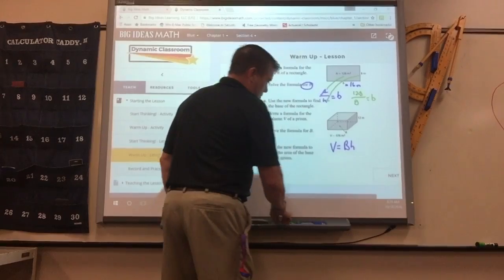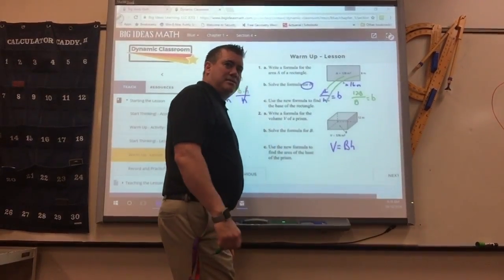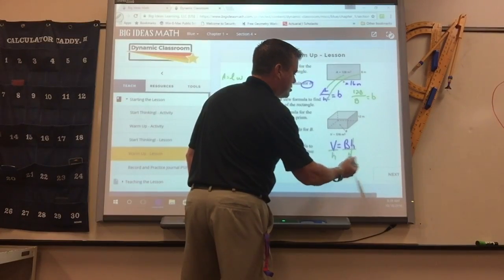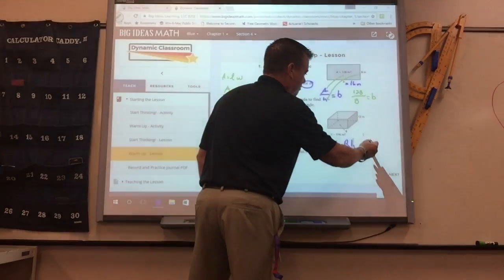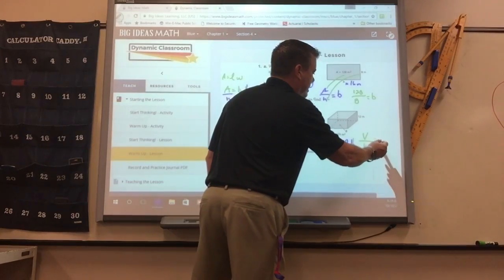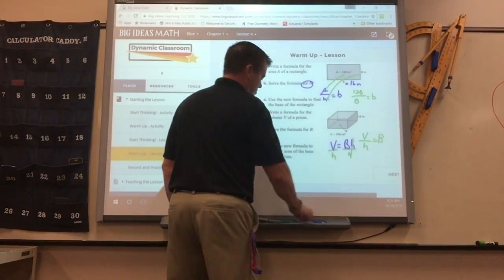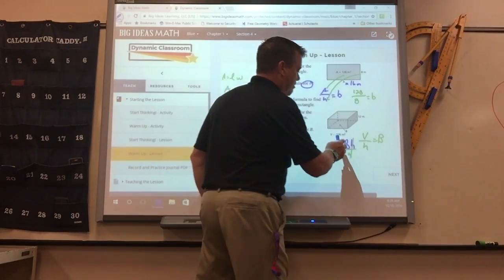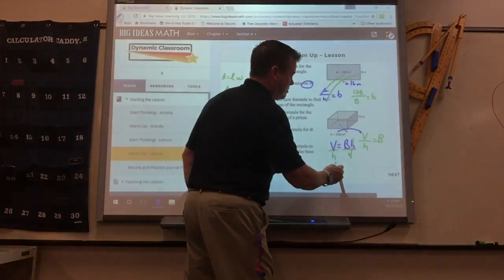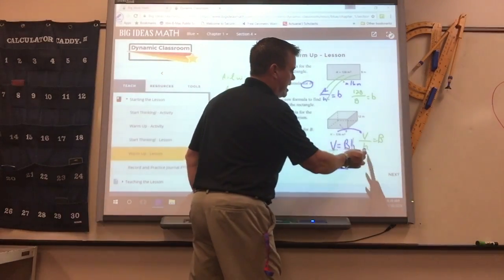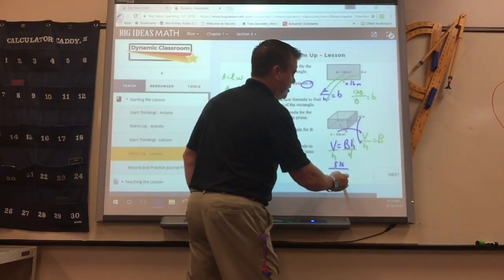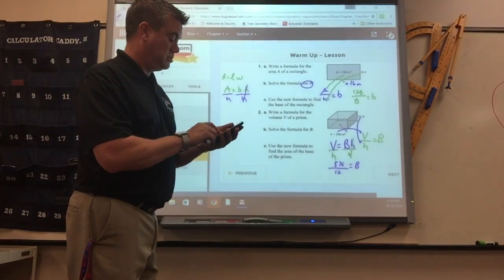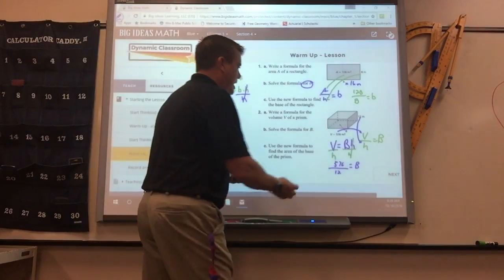So we want to solve it for B. What do you do to get the B by itself? Divide by H, and the formula then is V, the volume, divided by the height equals the area of the base. So to figure out the area of the base, we'd put 576 in for V, divided by the height, which is 12, and that will give us the area of the base. So that's 48.